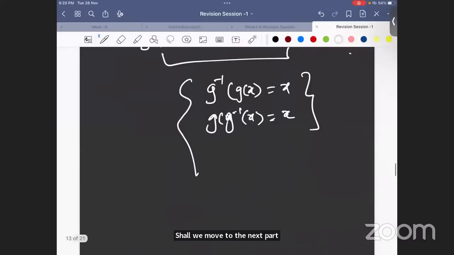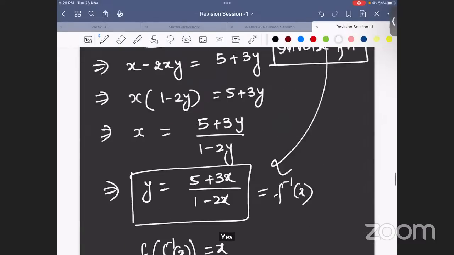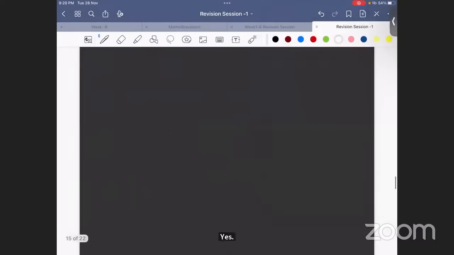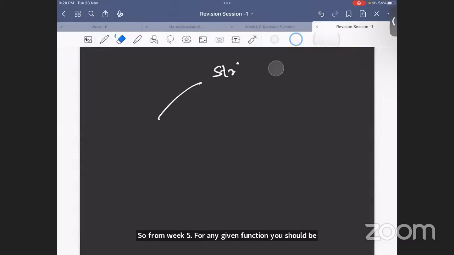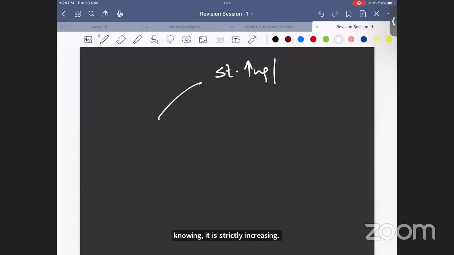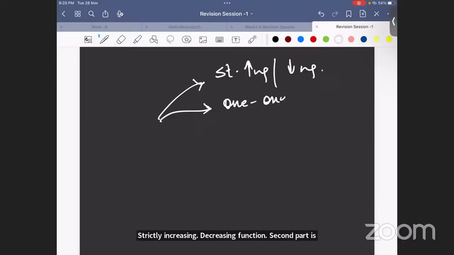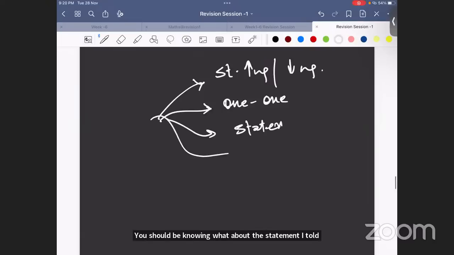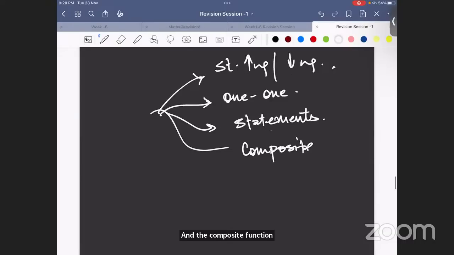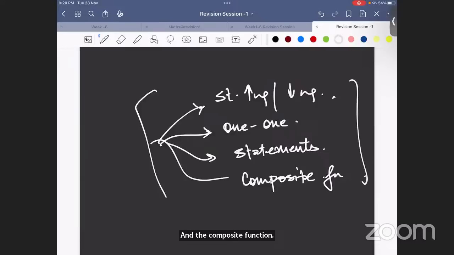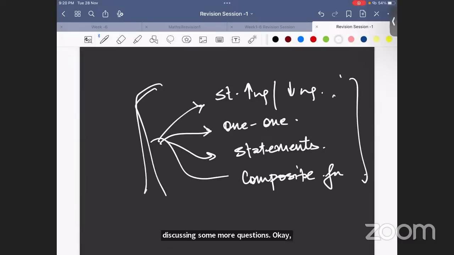Okay, so week 5 is done. I'll again repeat what the important things are. From week 5, for any given function, you should know whether it's a strictly increasing or decreasing function. The second part is you should know one-one functions. Whatever statement is given, you should know each and every statement I told you. And the composite function. I'll be discussing some more questions, so I'll have to pace out. We have 40 minutes left. So this is the important portion that you should know.